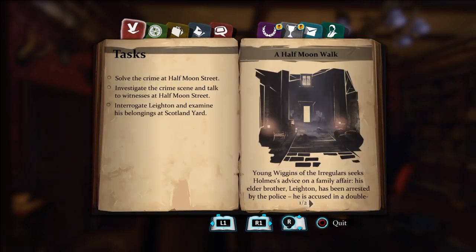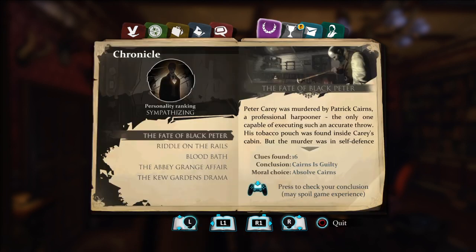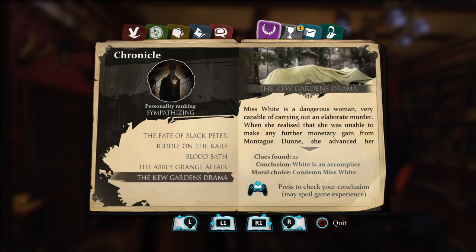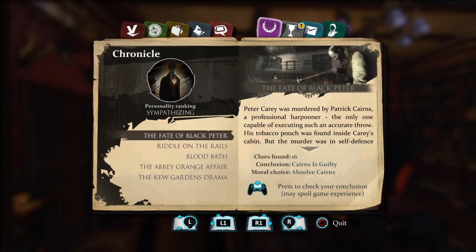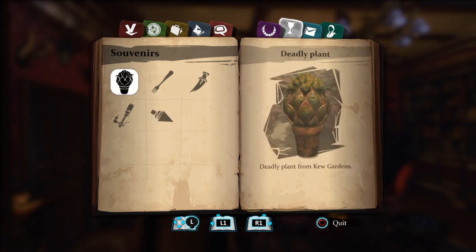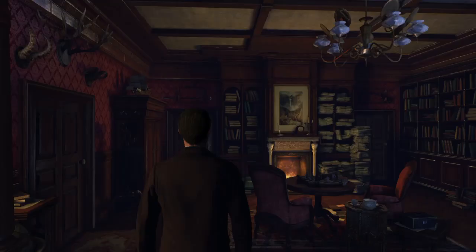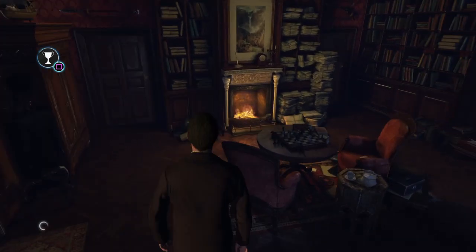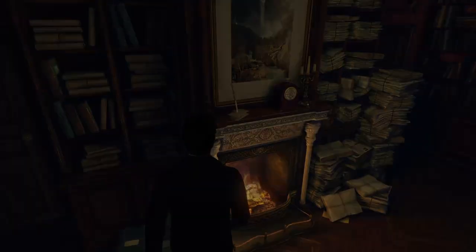Alright, what do we have here? Solve the crime at Half Moon Street, investigate the crime scene and talk to witnesses at Half Moon Street, interrogate Leighton and examine his belongings at Scotland Yard. And there we have the next one, synthesizing. Still, everything, okay. And here we have a souvenir, the deadly plant. Alright. We won't go there yet. Let's go over here, take the echo.